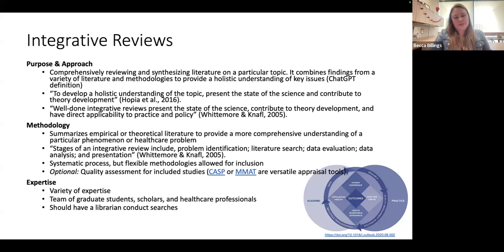You should have a librarian conducting searches or at least peer reviewing a search if you are wanting to take it on your own.